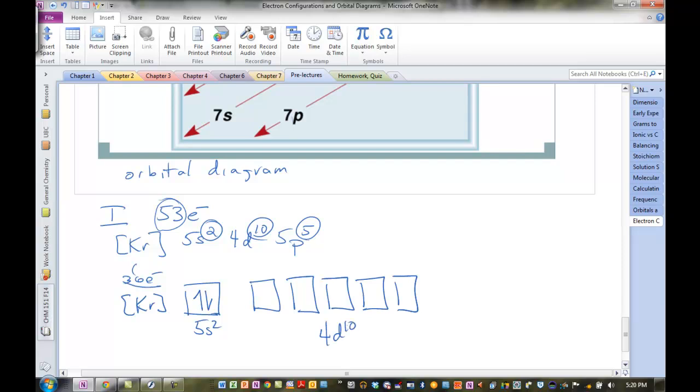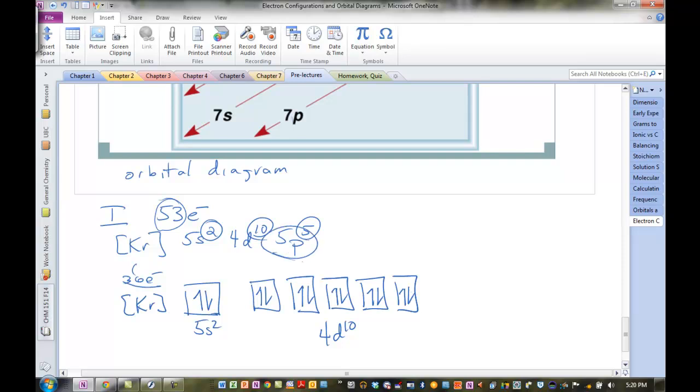Now, these are going to be filled and everything paired up, but if we were normally filling these, we'd go 1, 2, 3, 4, 5 until we have to pair up. And they will all have the same spin. We typically start with spin up. So we'll make them all spin up, and then we start pairing up spin down. Okay, so there's our 4d10.